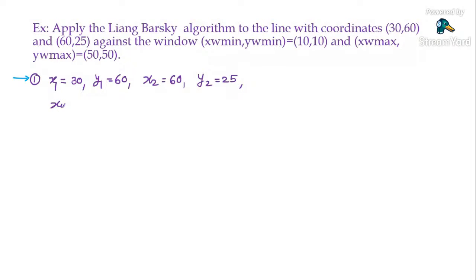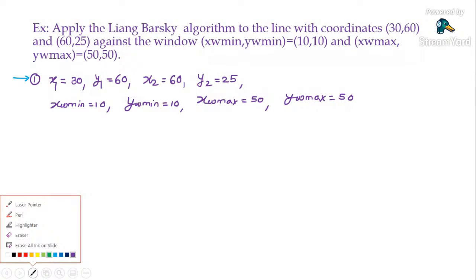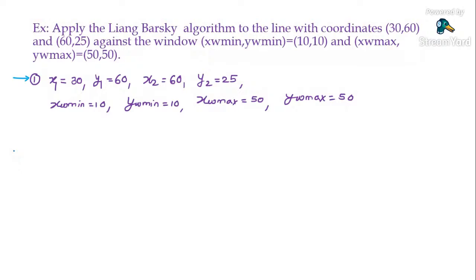Then xw minimum is equal to 10, yw minimum is equal to 10, xw max is equal to 50, and yw max is equal to 50. So step number 1 is you have to accept the inputs. We have accepted the inputs. Now what is the second step?